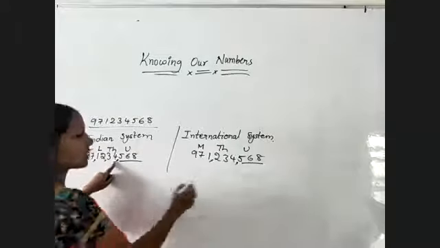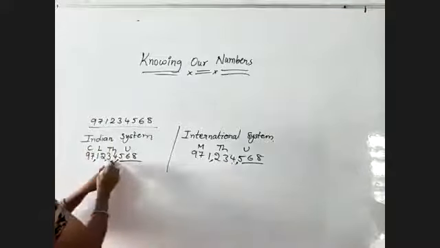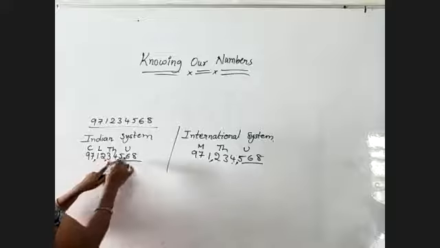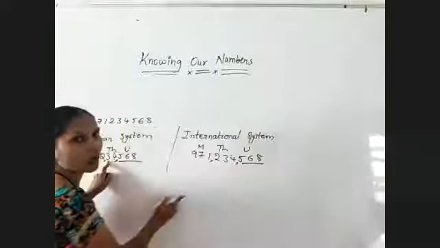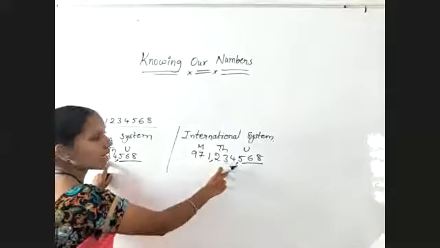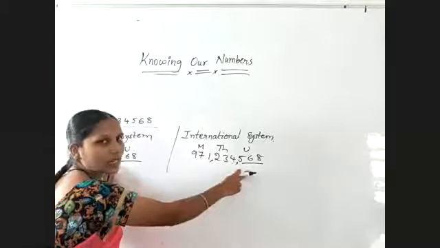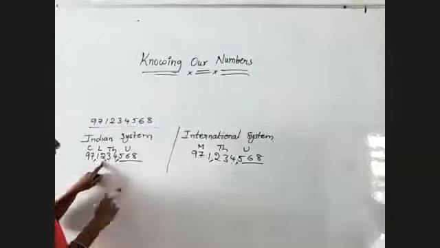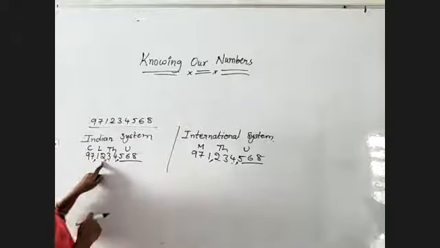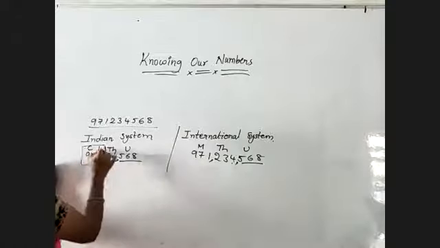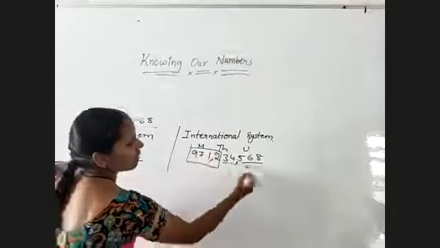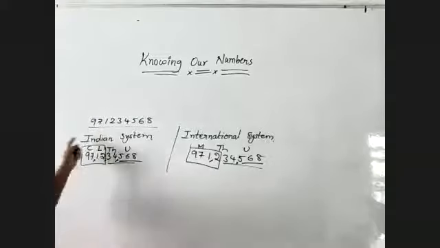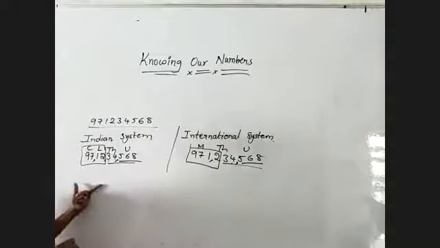Coming to the thousands place, 4,568, 4,568, no problem. Coming to the 10,000 place, 34,568, 34,568. Till 10,000, no change. Coming to the next one, 234,568 we must write internationally, but in the Indian system it is 2,34,568. So from the 6th digit onwards we get the change. Till 5 digits there is no change in both place value systems.